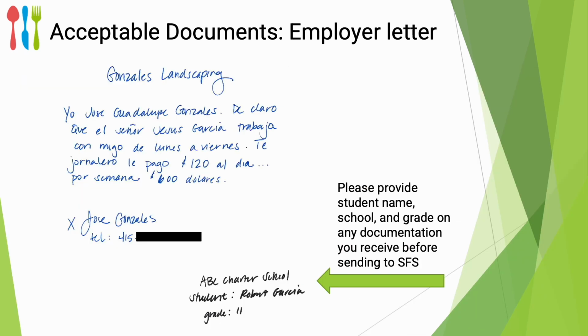Here's an example of an employer letter. It can be very informal. It just needs to say the name of the business, who confirm that they employ a particular person by name, and say how much they pay and how frequently they are paid. And then you can scan, if you get that, make sure you just add the student's name and school to the letter when you send it to us so we know who it refers to.